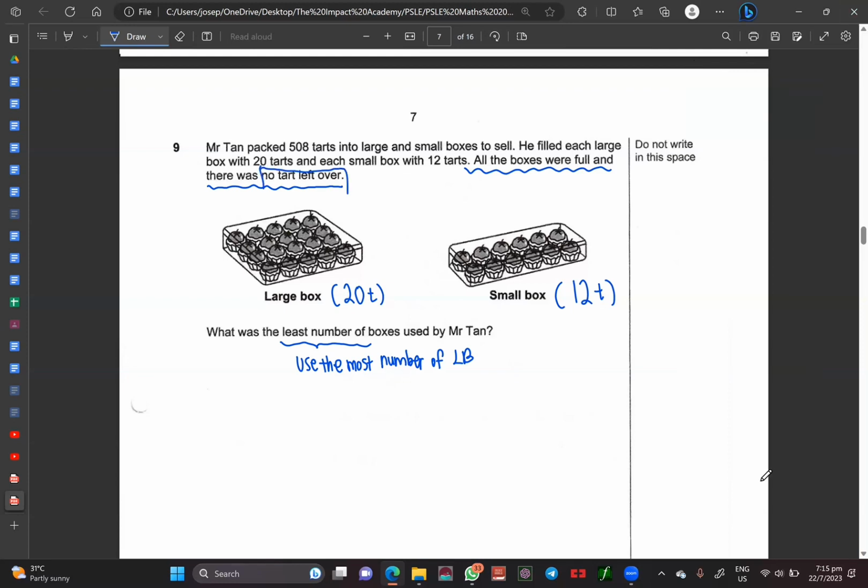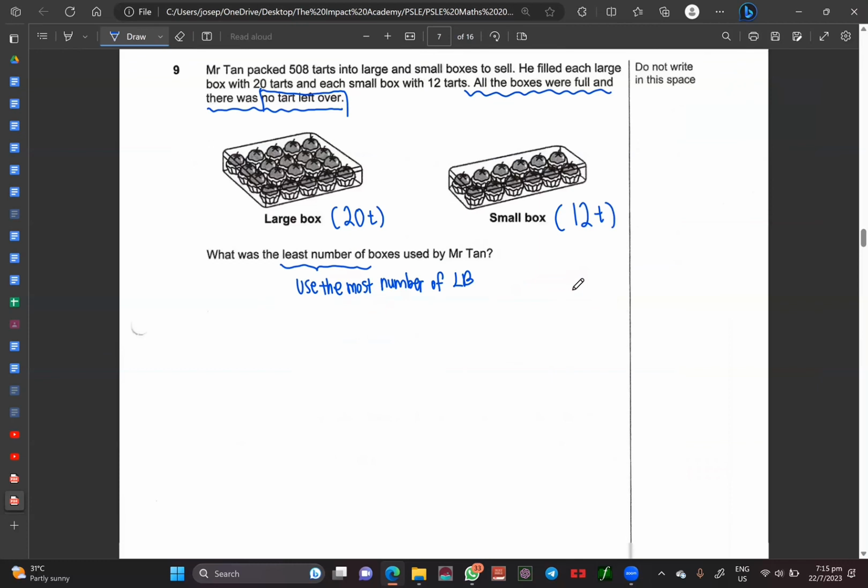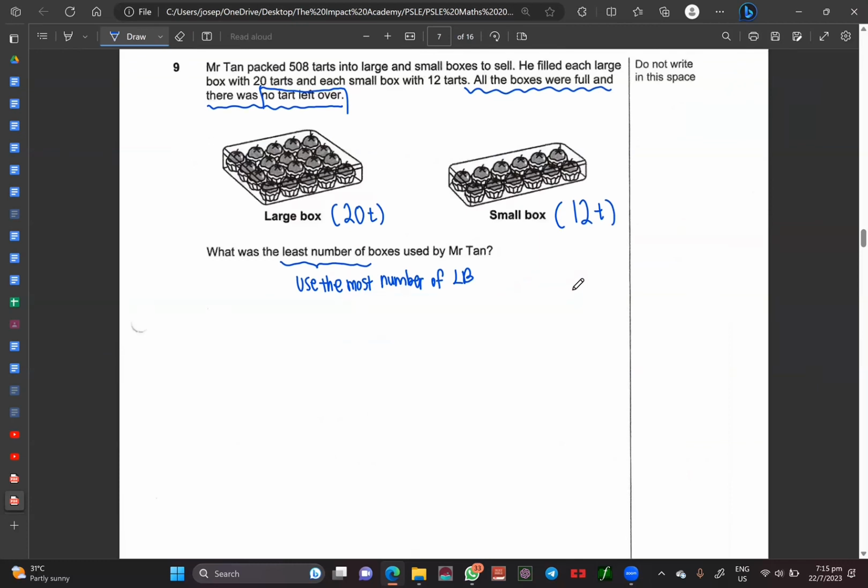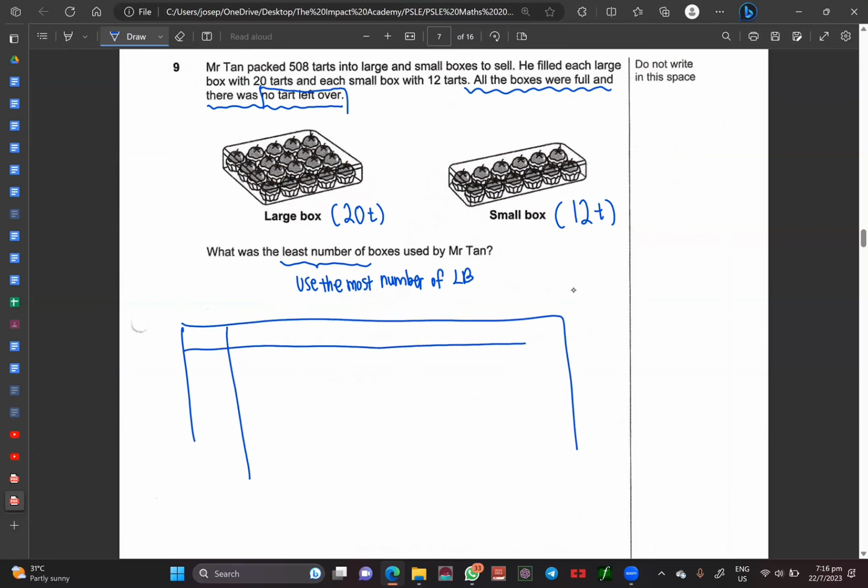So when a question like this happens, what you want to do is this. You want to use the most number of large boxes. That means you only want to use one small box. So maybe you can even draw a table out. You can draw a table, and you can do this as the total.